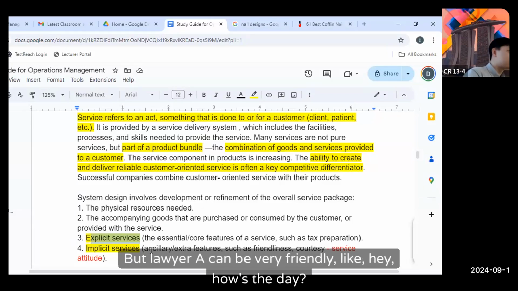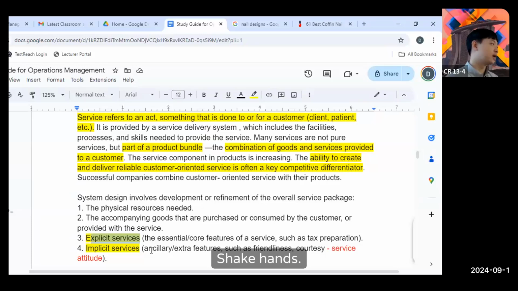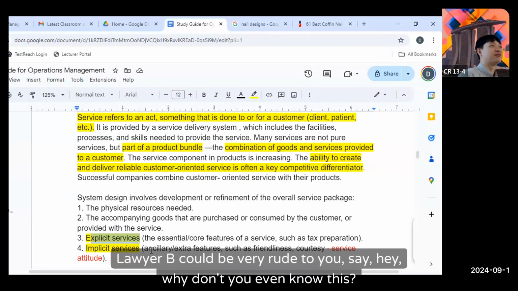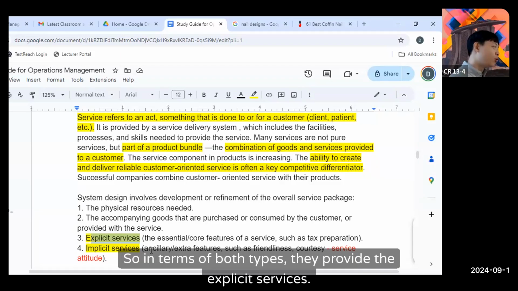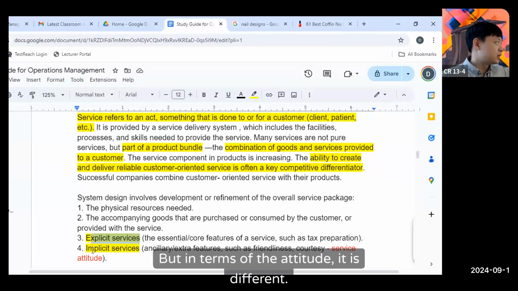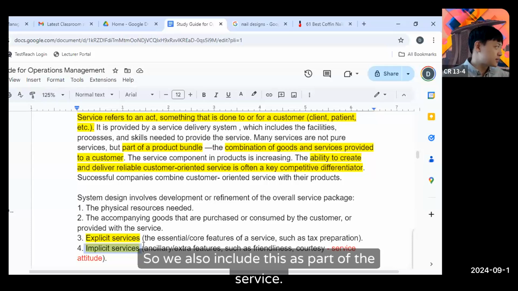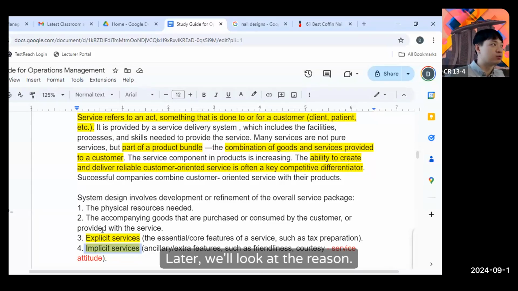But lawyer A can be very friendly, like, hey, how's the day, right? How are you? Shake hands. Lawyer B, hi. Lawyer B could be very rude to you. Say, hey, why don't you even know this? You're so stupid, right? So in terms of both types, they provide the explicit services, but in terms of the attitude, it is different. So we also include this, right, as part of the service. Later we'll look at the reason. So we include this as well.